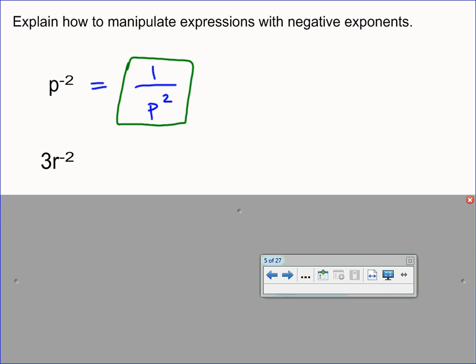Next, 3r to the -2. What is raised to the -2 power? The 3 or the r or both? Tyler? R. Only the r, thank you.